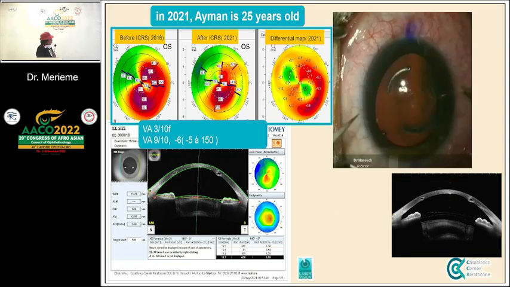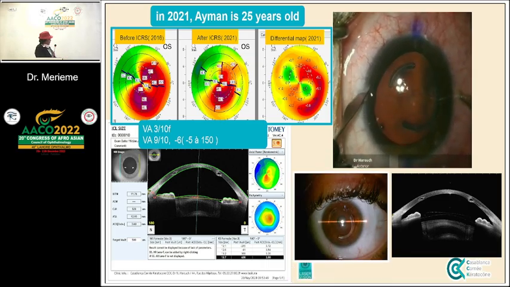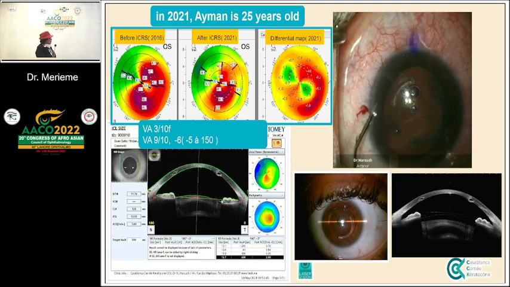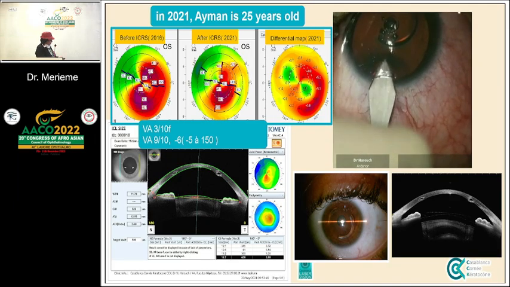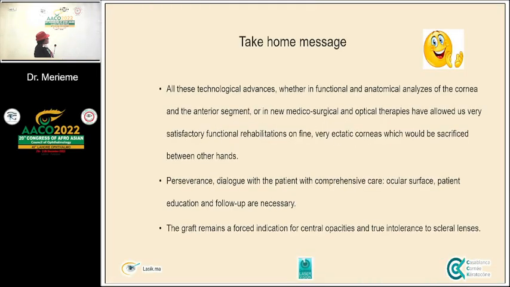So you see here that the patient has a ring in the cornea and a phakic implant ICL behind the iris. The visual acuity is very interesting.